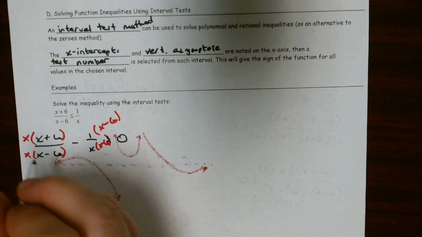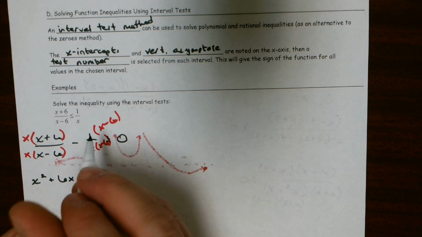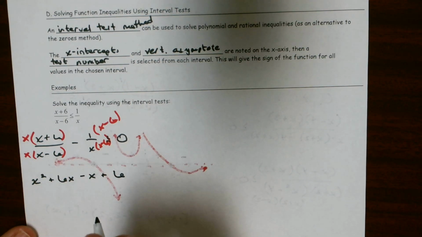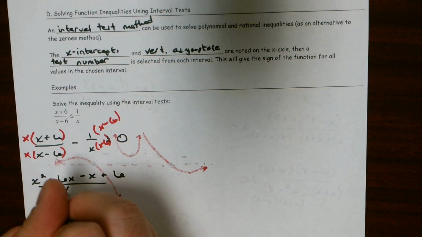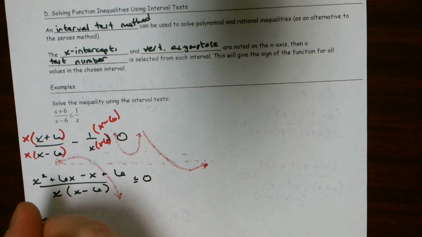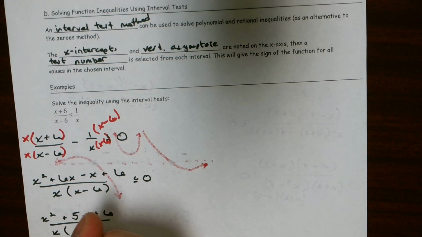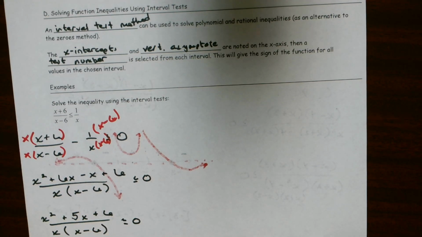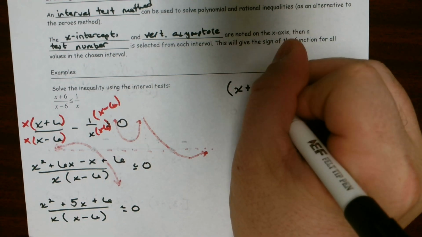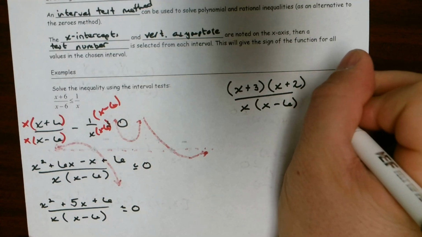Okay, so the top on the left is going to be x squared plus 6x. On the right side, negative 1 times x is going to be negative x, and negative 1 times negative 6 is going to be positive 6. Our denominator is going to be x times (x minus 6). We can simplify that top, and that becomes (x squared plus 5x plus 6) over x times (x minus 6). I think we can factor that, so let's go ahead and factor it. It's going to factor into (x plus 3)(x plus 2) over x times (x minus 6).